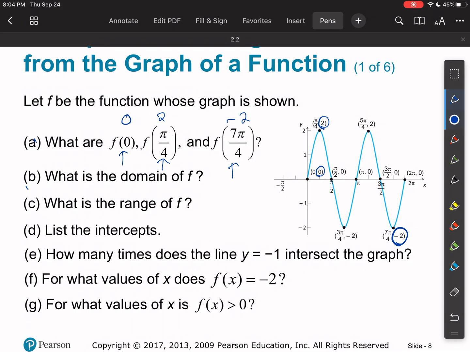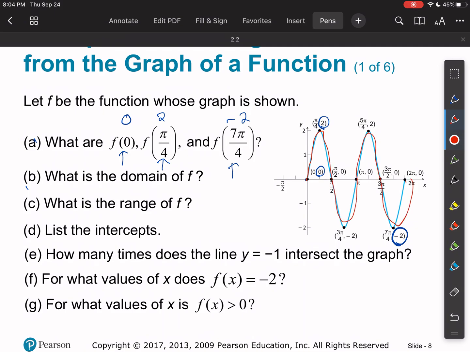Okay, so whenever you're evaluating a function at a specific place, it's going to be the y value that comes out. Then for B, it says, what is the domain of f? Okay, so f, again, is just the function, right? So it's just this picture. So it's the picture that we have graphed. It's this picture that you see.